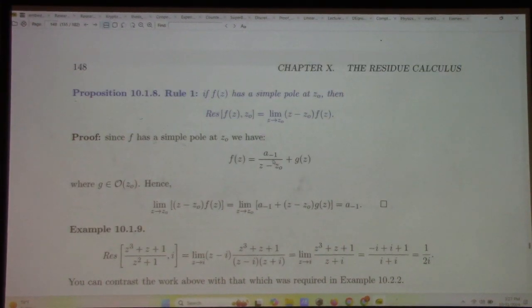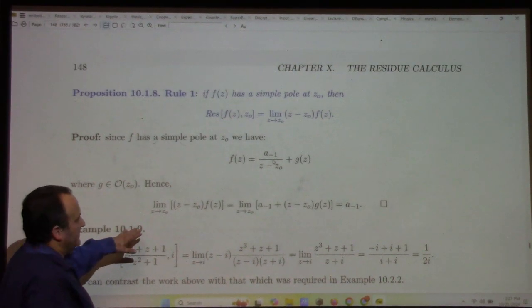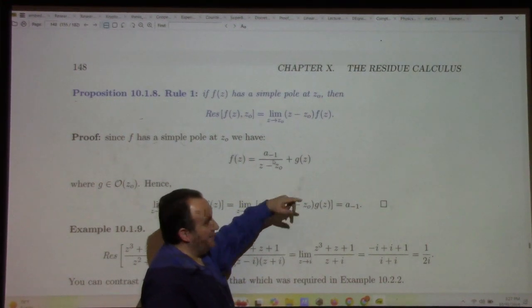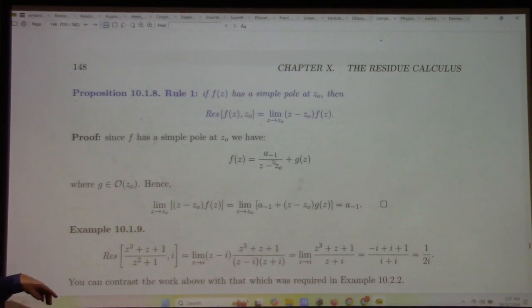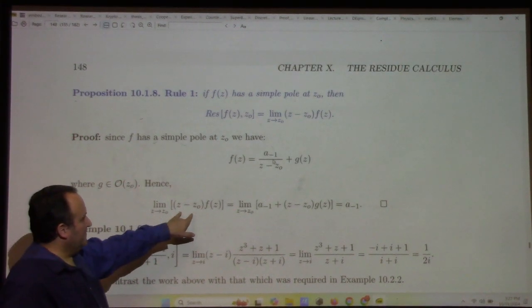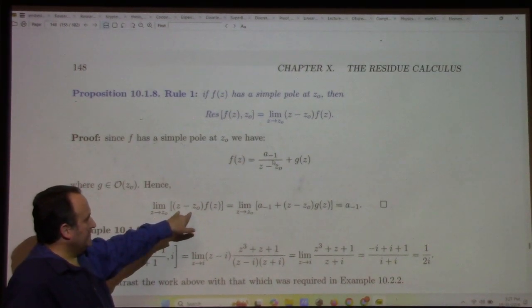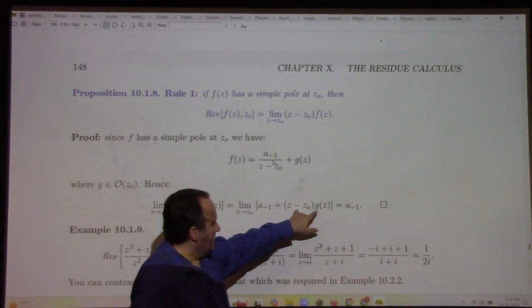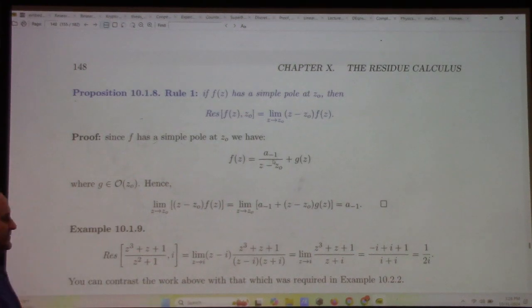We'll look at the rules. Rule number 1. If f of z has a simple pole at z naught, then you can calculate the residue by taking the limit as z goes to z naught of z minus z naught times f of z. So since f has a simple pole, that means that we have this formula, right, where g of z is analytic at z naught. And so if we take the limit of this times that, well, then the z minus z naught cancels, and it leaves us a minus 1 plus z minus z naught times g of z. But of course, the limit as z goes to z naught makes this 0, which just leaves us a minus 1. So this is rule number 1.